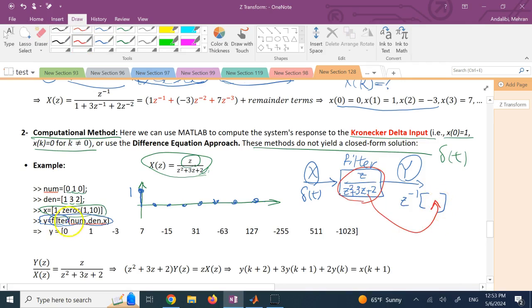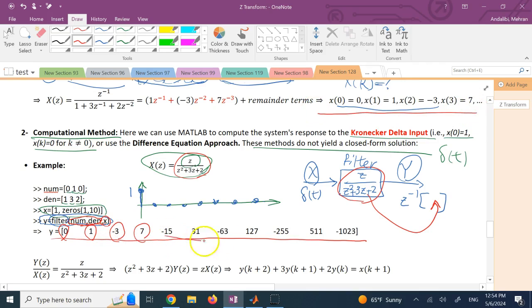So here I get the filter response of a system that is defined by numerator and denominator, and the input of it is x. And you see MATLAB gives you this as the response. So these are basically the inverse z transform of this function. As you can see, the first term is 0, the next term is 1, then negative 3 and 7, and these are exactly what we found earlier. But here I can have more of them. This is x of 4, x of 5, 6, 7, 8, 9, and 10. You see, I have 11 entries because here I defined x with 11 entries.